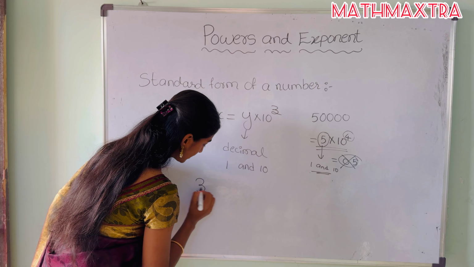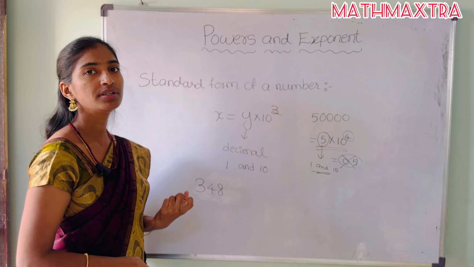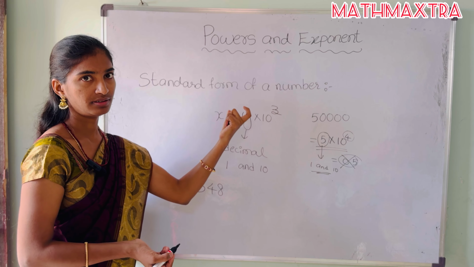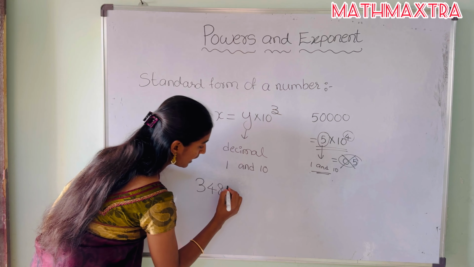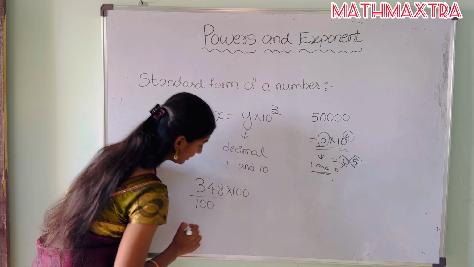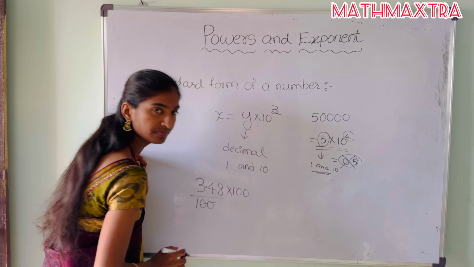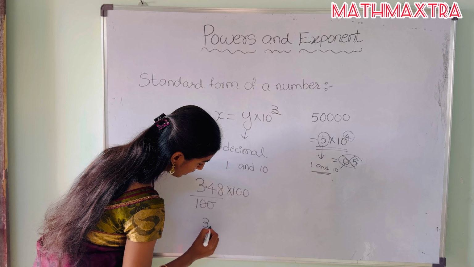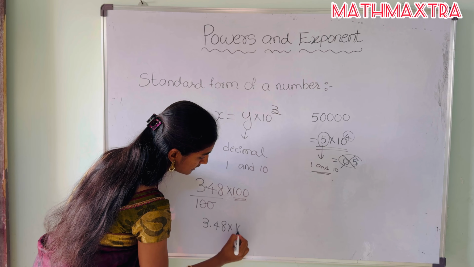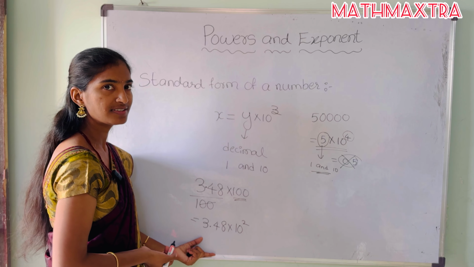See, if you take one more example, 348. How can you write this number in the standard form? See, as we have to write in the form of a power of 10, what I am doing is I am multiplying and dividing by 10. What happens? If you cancel these two, I am keeping a decimal point here, and this I am writing as 3.48 into 10 square. Yes, this is in standard form.